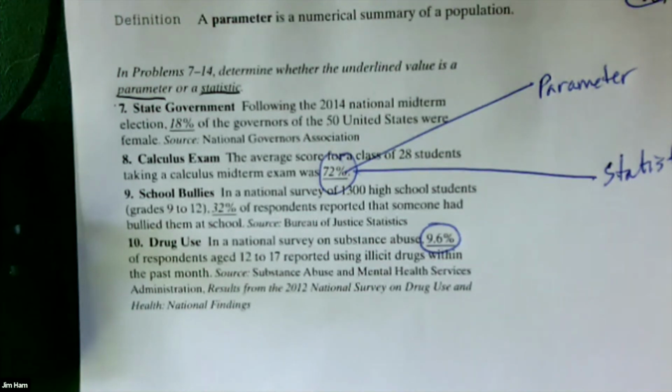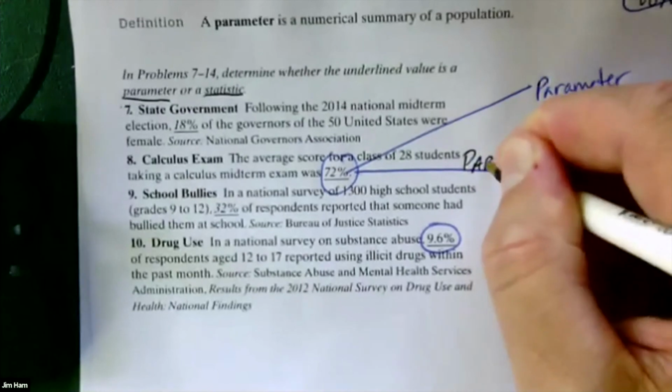In this case, descriptive statistics are going on because there's no intent on the part of the professor to infer the 72% result to any larger group. There's nothing inferred here. So therefore, this must be the whole group, the whole population, and we're describing the entire population. And since it's a number that describes the whole population, this is called a parameter.